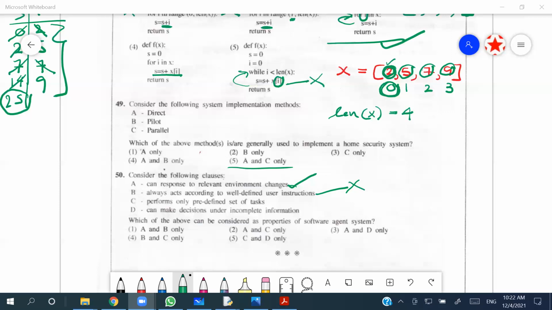Okay, so yeah, perform only a predefined set of tasks. Now, it's like this. If we put a software agent in a soccer robot, his task is to play soccer on the soccer field.